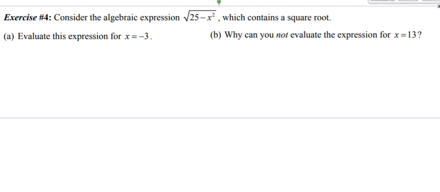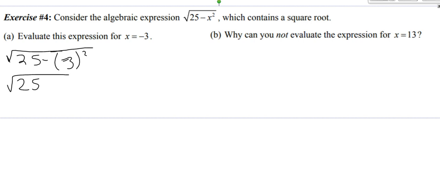So we have the square root of 25 minus -3 squared. So the square root of 25 minus, well, -3 times -3 gives me a +9. So 25 minus 9 gives me the square root of 16, and the square root of 16 is 4.